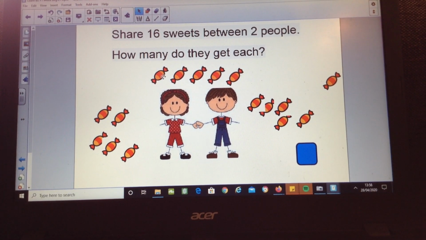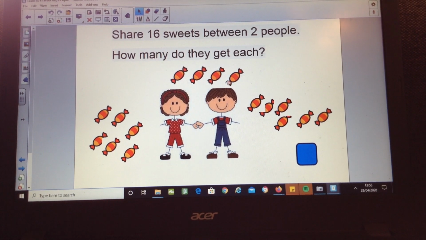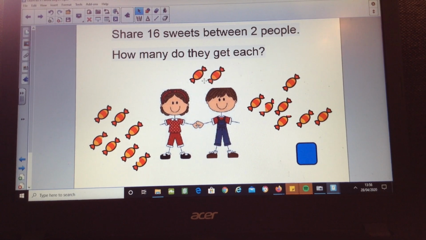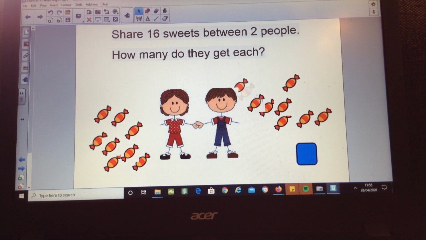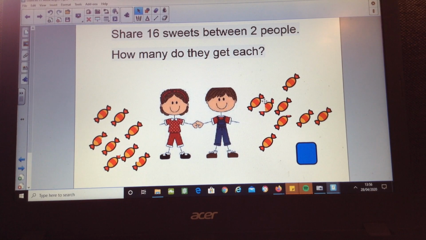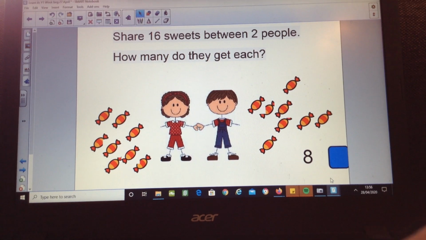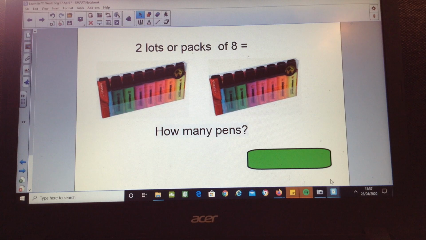One for you, one for you, one for you, one for you, one for you, one for you, oops, lost it, and one for you. And how many do they get each? 2, 4, 6, and 8. They get 8 each, don't they? Now, isn't it so much quicker just knowing your doubles and your halves?